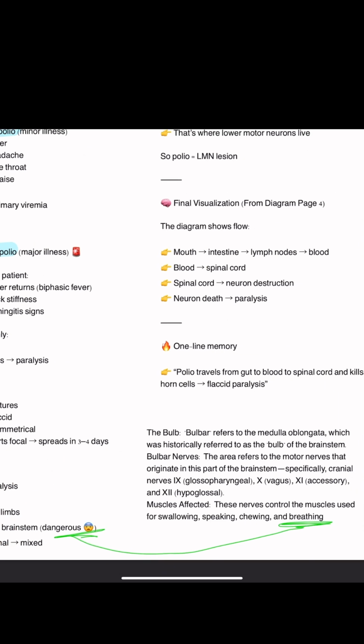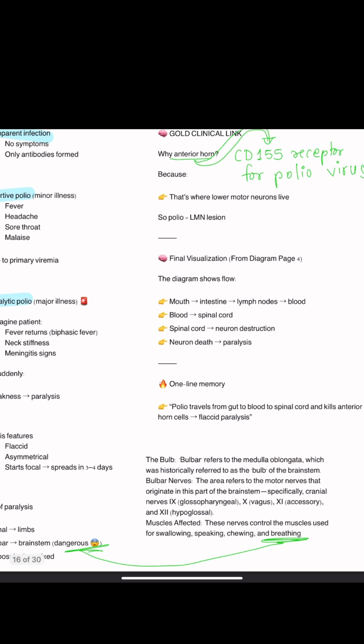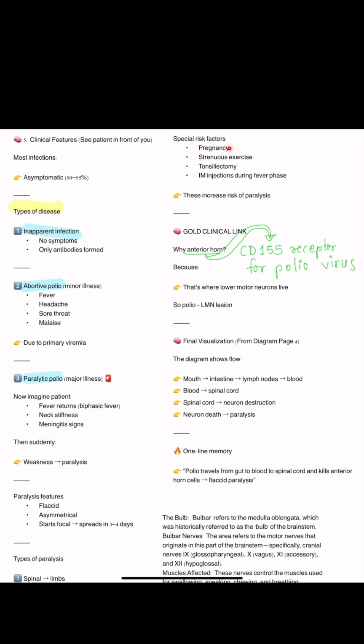We have seen that bulbar refers to the medulla oblongata, and the muscles affected in bulbar paralysis are those used for swallowing, speaking, chewing and breathing. And if the breathing muscle is destroyed, then it's very dangerous. Now the special risk factors for polio are pregnancy, strenuous exercise, tonsillectomy and IM injection during the fever phase, and these all increase the risk of paralysis.